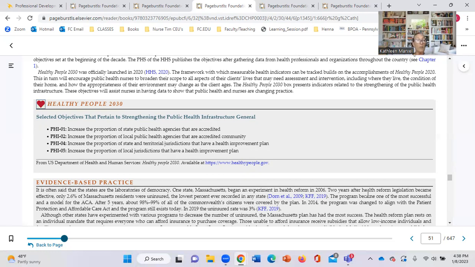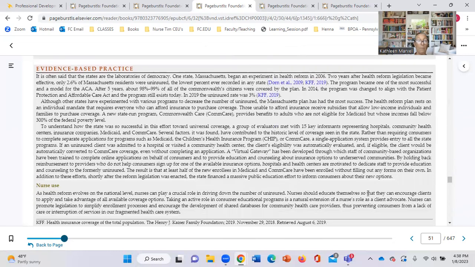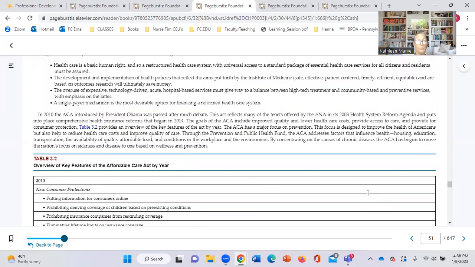So here are their selected objectives that pertain to strengthening the public health infrastructure. That's what this chapter is about. They will give you anywhere from 3 to 6 or 7 bullets on their stated objectives pertaining to strengthening public health. And remember, this is a national initiative. So when you read these goals, yes, they are broad, yes, they are general, but they apply to all of us. They're national objectives. So have a look at that.